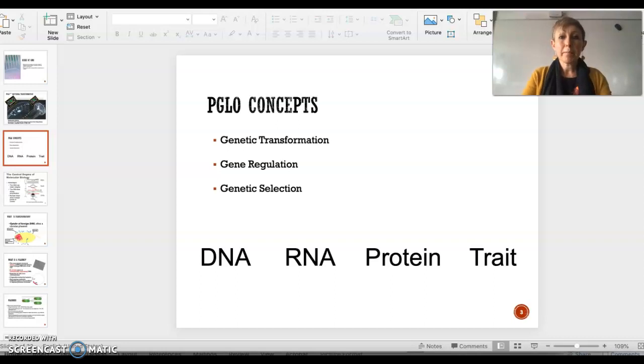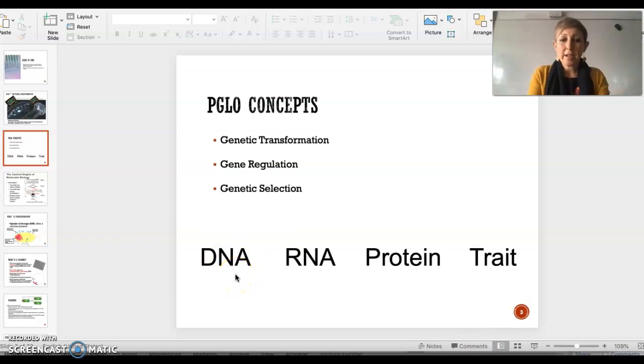Gene regulation is a really important concept within this experiment. So I recommend that you look back at your lac operon and how genes are regulated in prokaryotic cells, remembering that the operon is a series of genes under the control of one single promoter region and has an operator region which is used as the switch, and you need to be able to describe the role of regulatory genes that will be found upstream of the structural genes. And also genetic selection. So how are we going to identify the organisms that have taken up the recombinant plasmid from those that haven't?